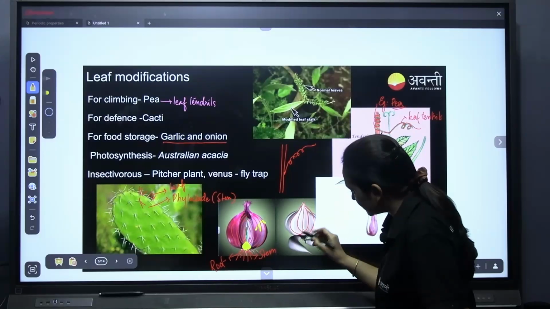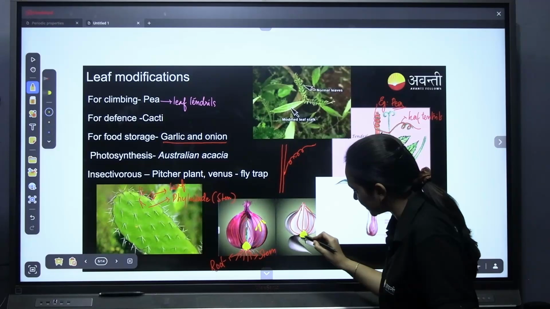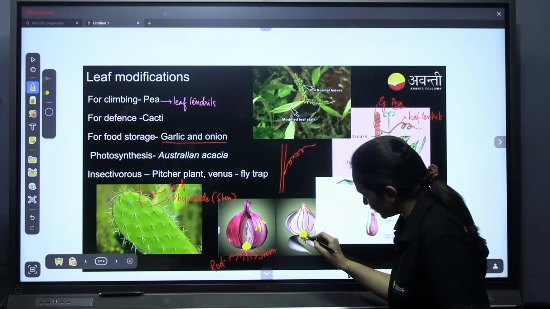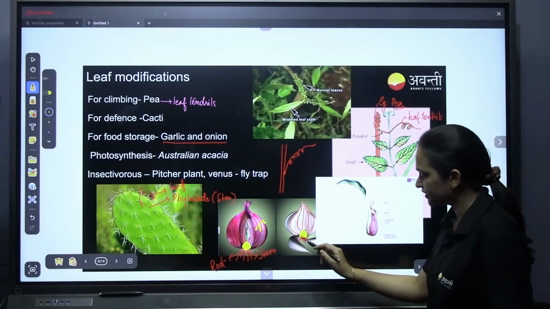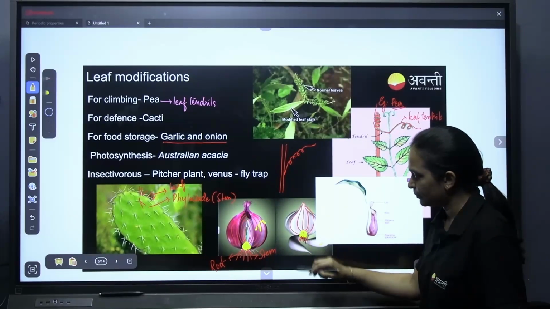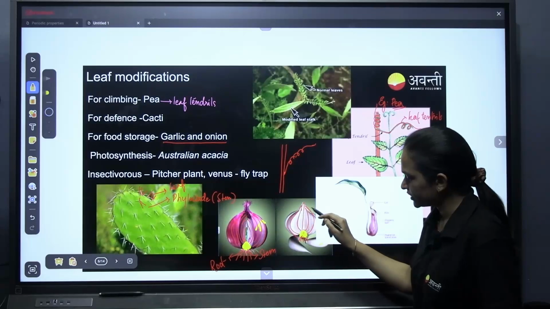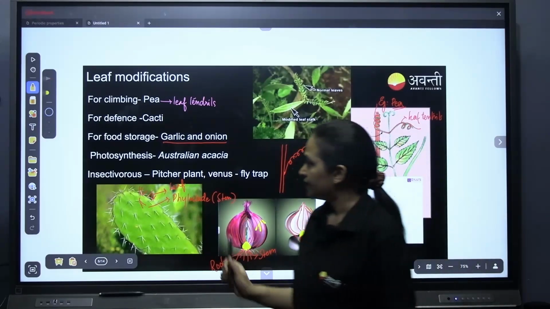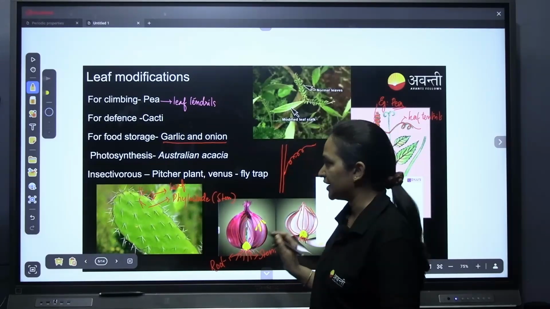In here, if you open the garlic and see, there will be a stem here, that is the condensed part, and you can see roots coming out of it. This is root, this yellow color is stem, and the garlic clove, that is leaf. This is leaf modification. Remember, onion and garlic.